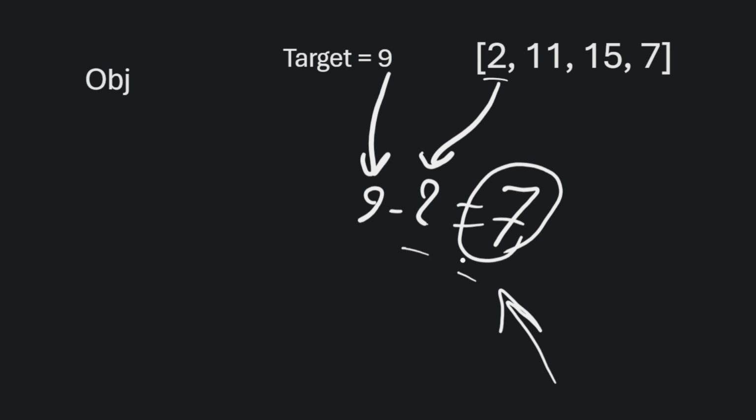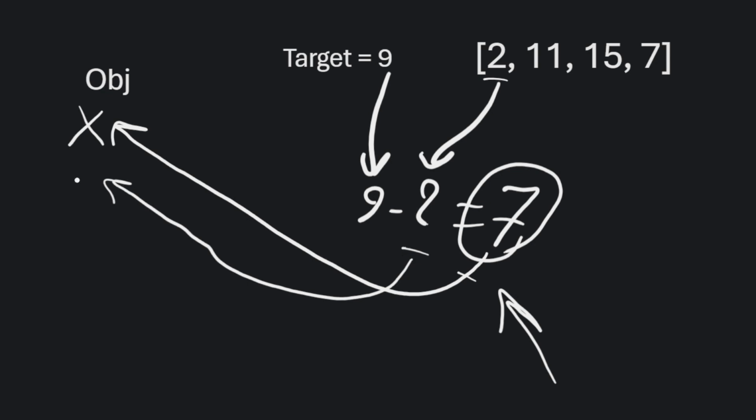But where should we check to see if we have already stored 7? Well, in our object. As you can see, our object is empty because this is the first iteration of our loop. So we're going to ask, does 7 exist in this object? And we're going to say no. If it doesn't, add the current number to the object, which is 2.